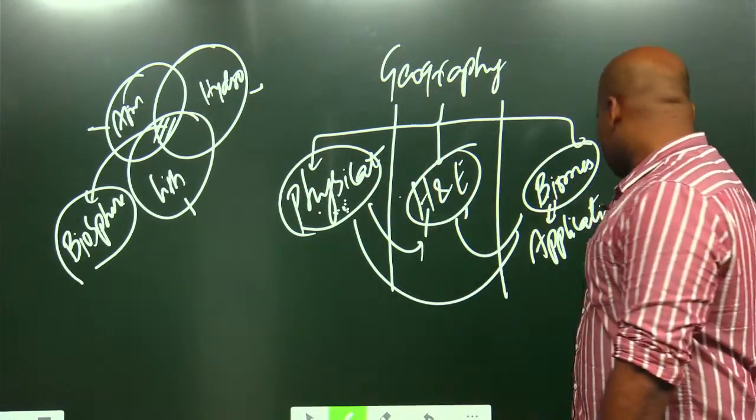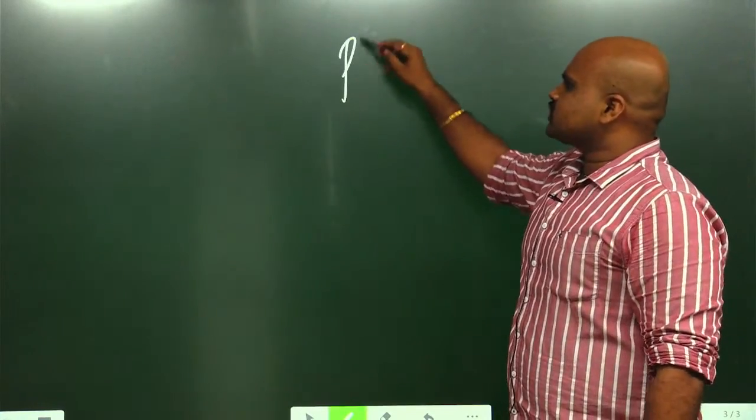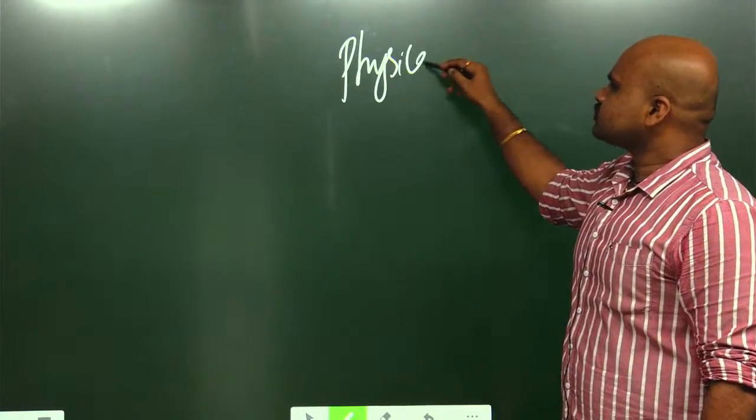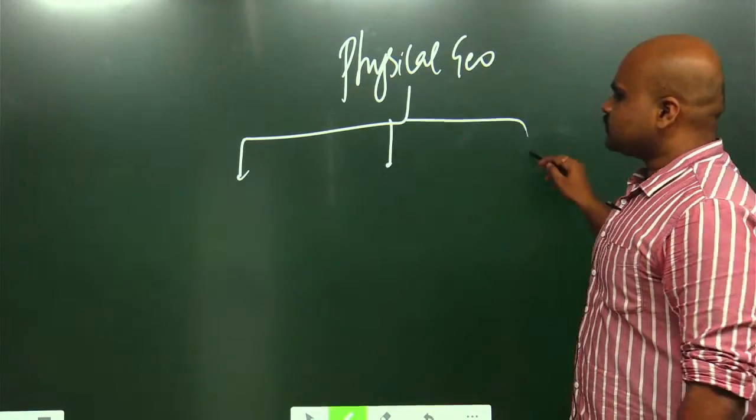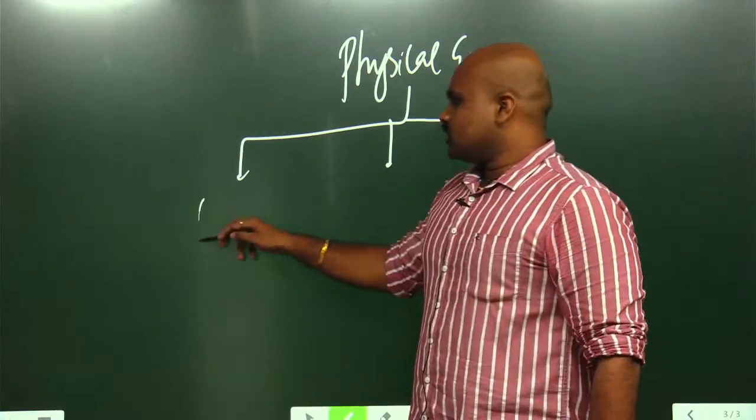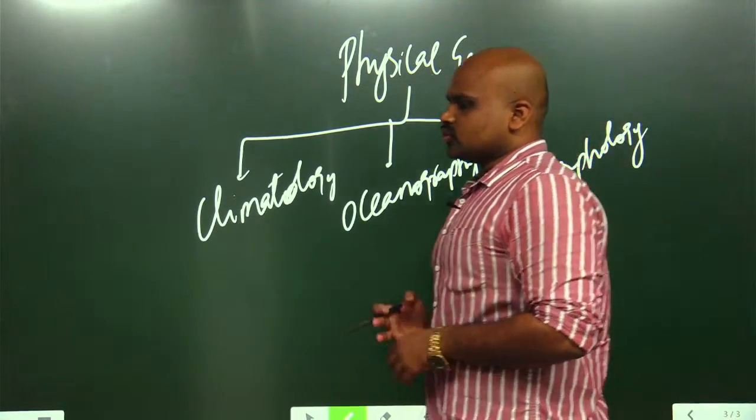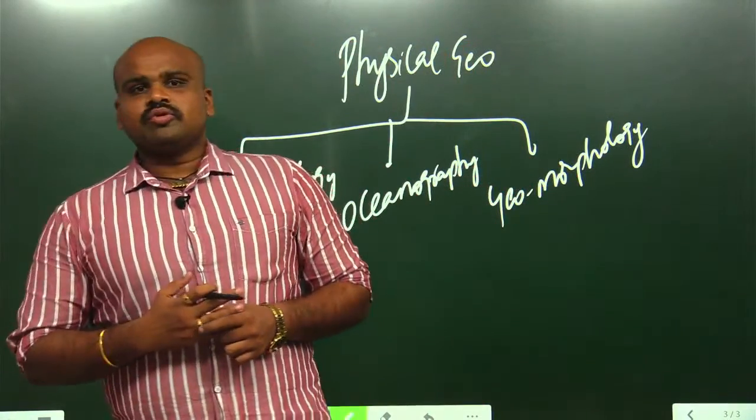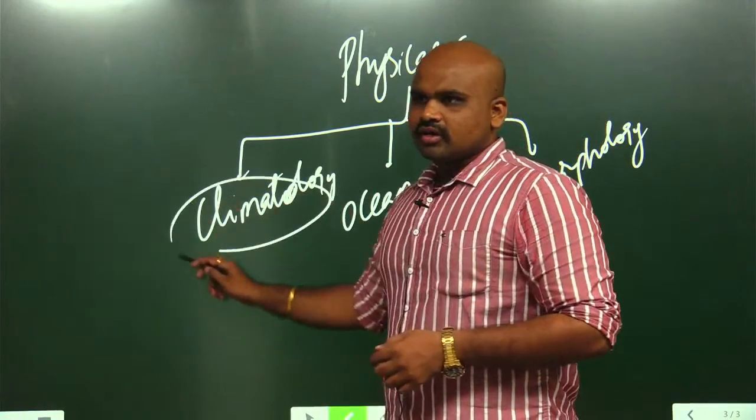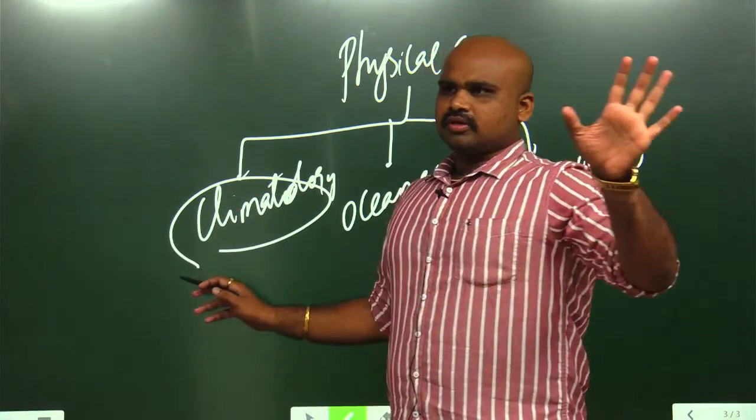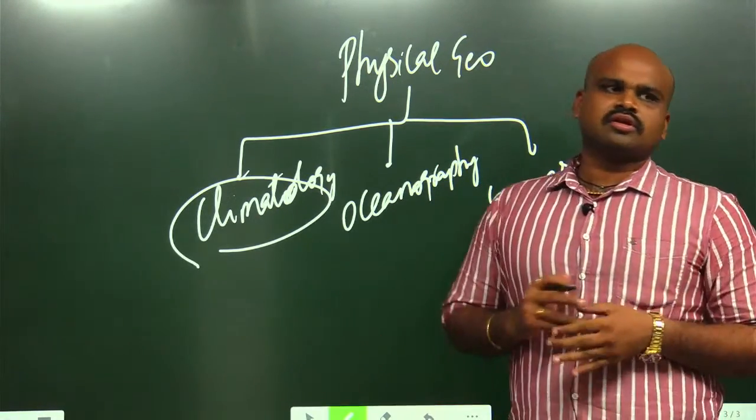Now let's see what we are going to cover with respect to your physical geography. When I talk about physical geography as a subject matter here, it is broadly divided into three aspects: climatology, oceanography, and geomorphology. The name climatology itself says that it is the science of the climate, where we understand the phenomena with respect to the climate.